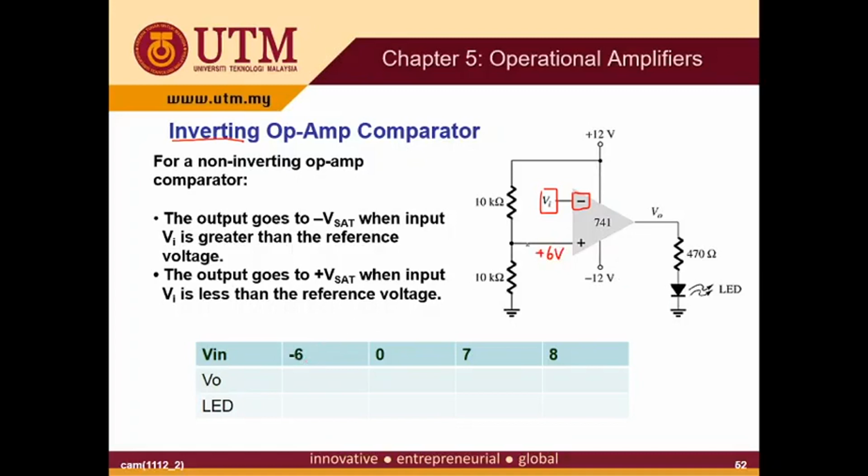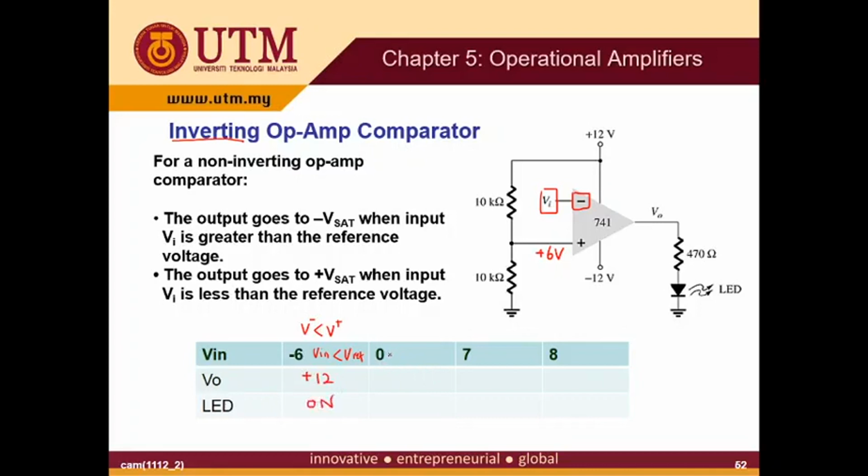Now your V in is minus 6, and your reference V plus is 6, so V in is lower than V ref. Here, your V in is your V minus, which is lower than V plus. So when V plus is larger than V minus, we have the maximum value of 12 volt, and the LED is on.